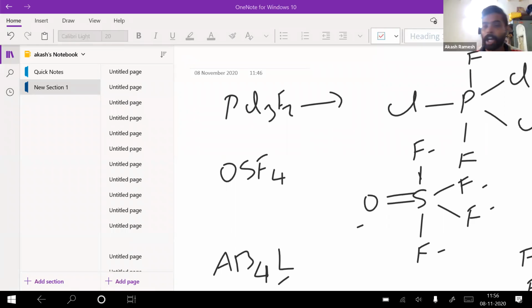So I hope you understand, right? How is it a seesaw? There is something like this, and they can go up and down like this.